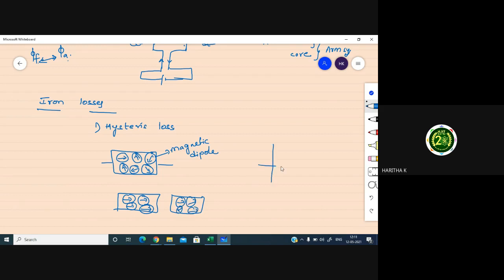Suppose you are giving an alternating supply, AC supply, to the motor. The magnitude of the current will increase, then decrease, and reach 0. So the force created will also be like this: it starts increasing, decreasing, and comes to 0, and again in the reverse direction, the force will increase, decrease, and come to 0. Due to this varying force, due to the alternating nature of the magnetization force given to the magnetic material, these dipoles keep on changing their direction. Due to that, some loss will occur.